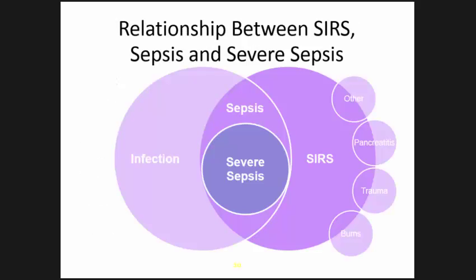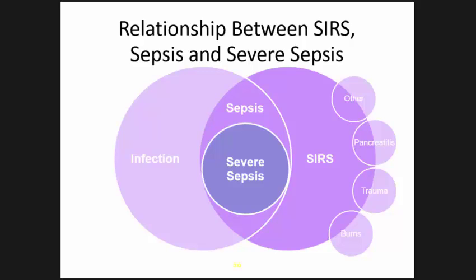This is the diagram I was talking about. We can see these are all the people that have infection. Many people that have infection never get sepsis and never get severe sepsis. And many of them never get these SIRS criteria. But many of them do. By the same token, other things like pancreatitis, trauma, and burns can cause this SIRS symptom complex to appear. But when you couple the SIRS with the infection, then you get a big area here that is sepsis.